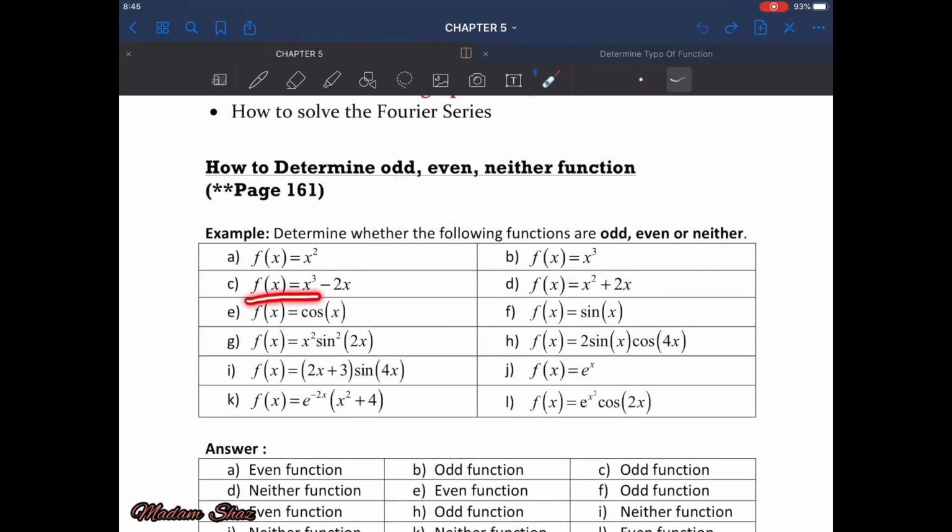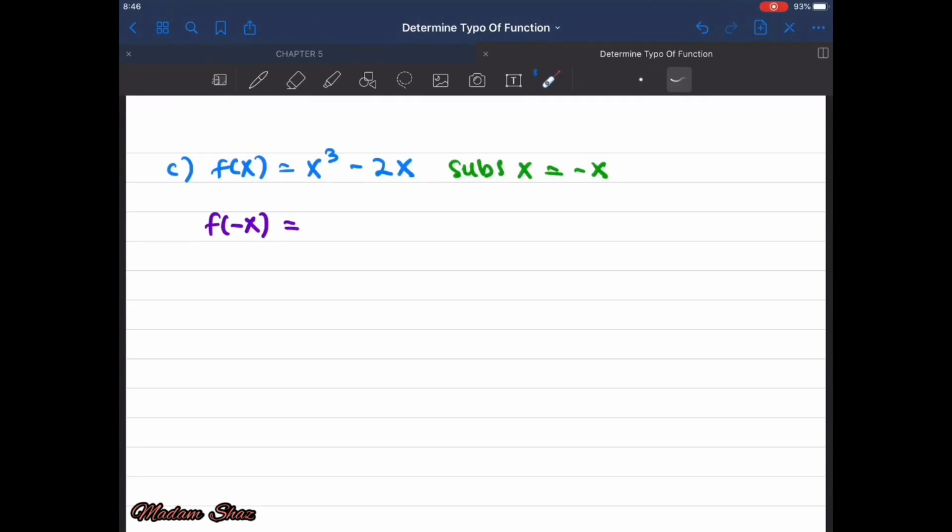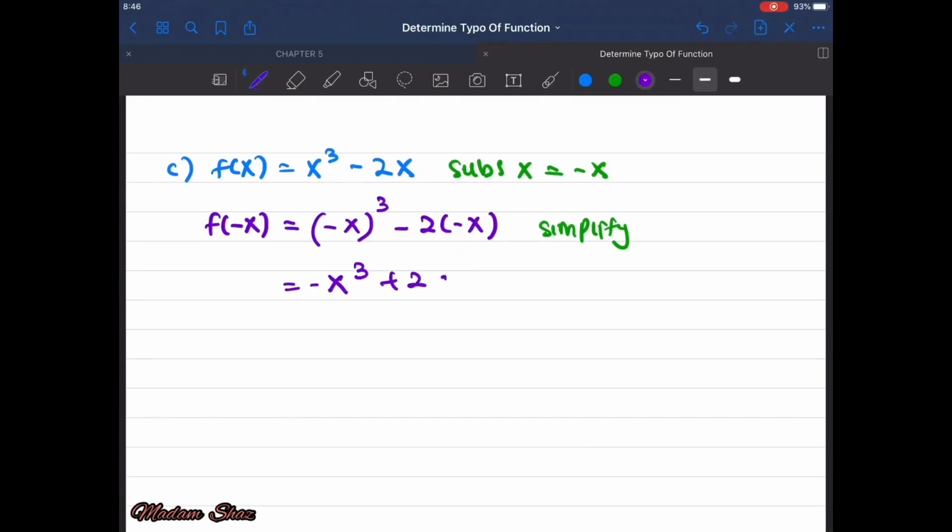For next example, f(x) is equal to x the power of 3 minus 2x. The first step, substitute x become negative x. So f(-x) will become (-x) in the bracket power of 3 minus 2 in the bracket negative x. Now simplify. Negative x the power of 3, negative the power of 3 will become negative x the power of 3. Negative 2 multiply negative x, negative negative will become positive 2x. So this is f(-x).